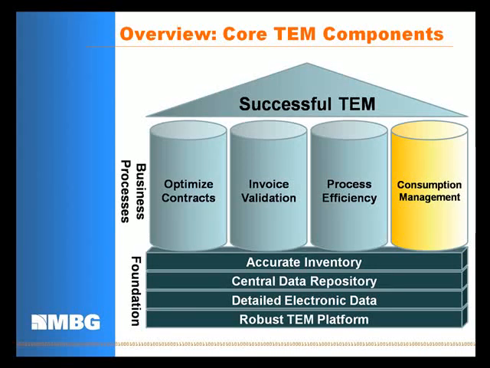The processes that are supported from a standpoint of business activities that you have ongoing include the optimization of existing telecom contracts that you have in place, validation of invoices as they come in and are determined for payment, process efficiencies, meaning the handling of these incoming invoices as well as the procurement process and MACD management, and finally consumption management, which is the subject of today's conversation.